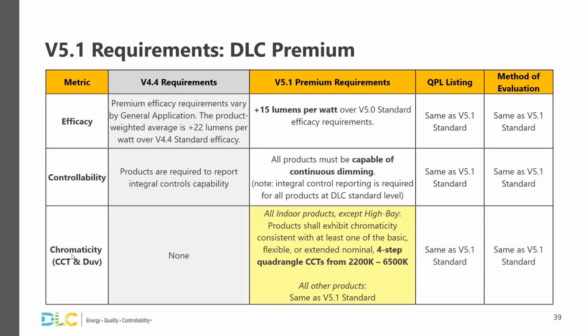Okay, here we are with the chromaticity requirements of DLC Premium. It is a tighter tolerance, or acceptability, if you will, of the CCTs. It's the same range of CCT that is allowed, 2200 Kelvin to 6500, but you must meet a 4-step quadrangle with DLC Premium.